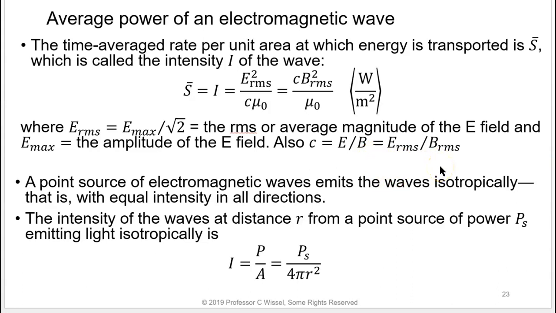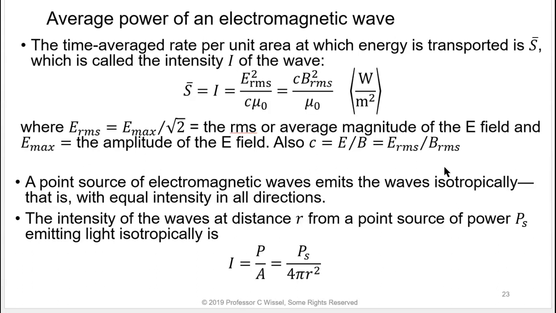A point source of electromagnetic waves emits the waves isotropically, that is with equal intensity in all directions. This is very much like the gravitational situation. Gravity goes outward from an object isotropically in all directions. There's an inverse square law here. The intensity of waves at a distance r from a point source of power Ps emitting light isotropically is I equals P over A, where A is that area. As this thing spreads outward, it's like an expanding balloon. The area gets larger and larger. And the area of a sphere is 4 pi r squared. So I is Ps divided by 4 pi r squared.